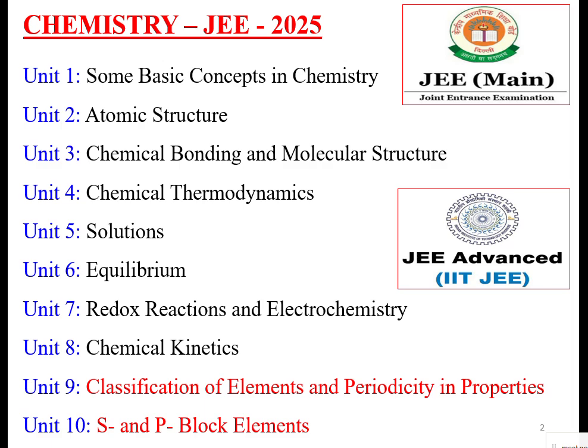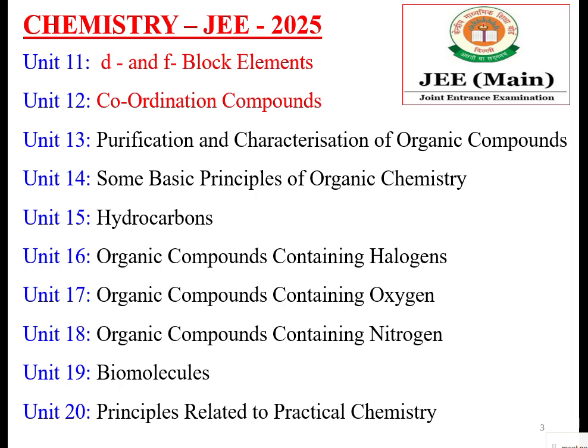Inorganic chemistry starts with the classification of elements and periodicity in properties, s-block and p-block elements, d- and f-block elements, and coordination compounds. That is inorganic chemistry. That means without carbon, we are forming various types of structures, compositions, solutions, and applications.